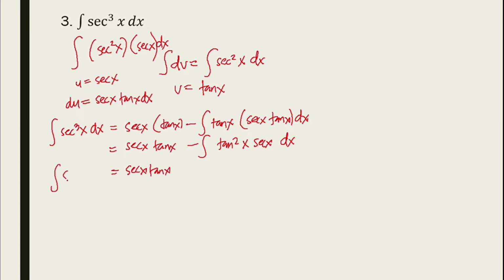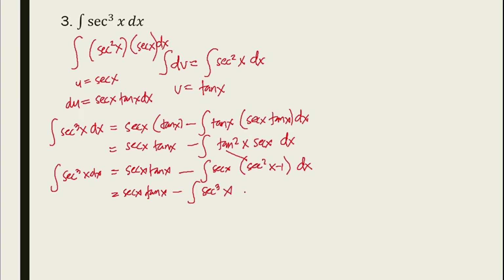So the integral of sec cube x dx minus the integral of sec x. The equivalent for tan squared is secant squared x minus 1, dx. So we have sec x tan x minus the integral of sec cube x plus the integral of sec x dx. Since we have sec cube x on both sides, right?